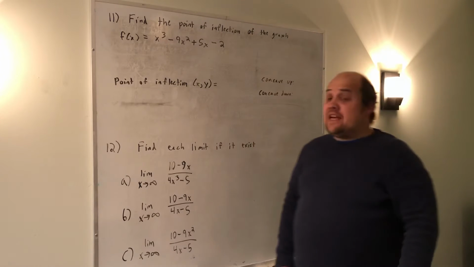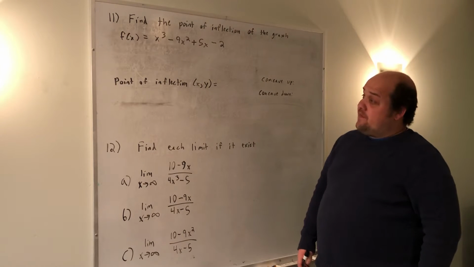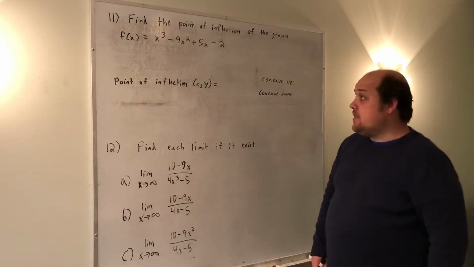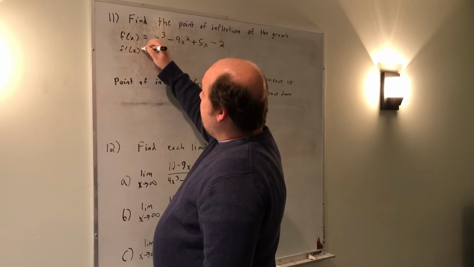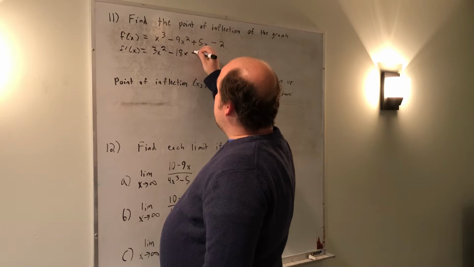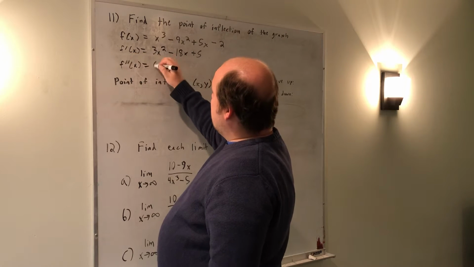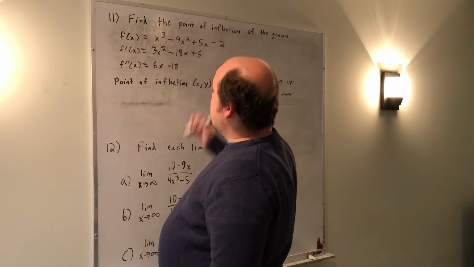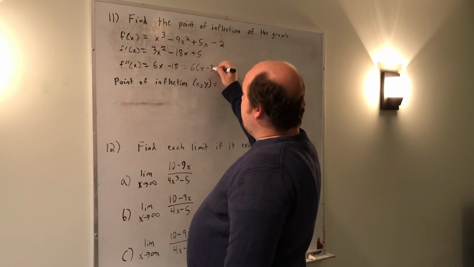Finishing out this sample test, question 11 asks me to find the point of inflection in the graph. In order to find the point of inflection, I need to find the second derivative. So I start by taking the first derivative, f prime of x. That gives me 3x squared minus 18x plus 5. When I take the second derivative, that gives me 6x minus 18. If I factor that, the 6 comes out, and I'm left with x minus 3.